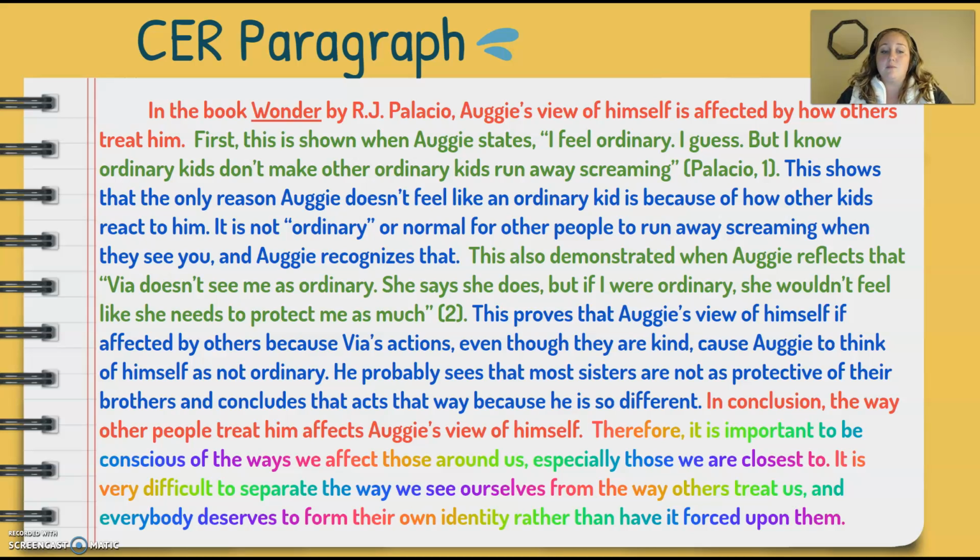Therefore, it is important to be conscious of the ways we affect those around us, especially those we are closest to. It is very difficult to separate the way we see ourselves from the way others treat us, and everybody deserves to form their own identity rather than have it forced upon them. So that's the so what statement that I thought of, because I thought it wrapped up really well and connected the reader back to the world in general, not just Augie, not just this book, but the world in general.